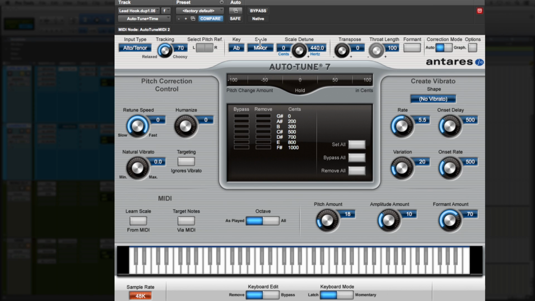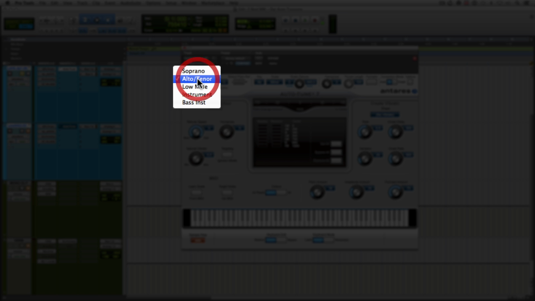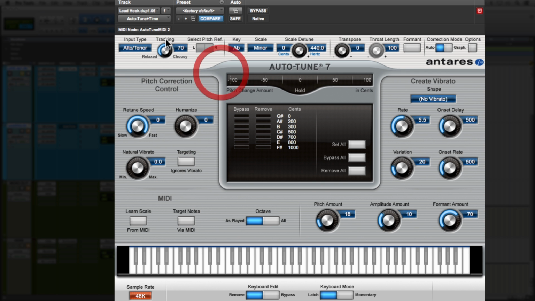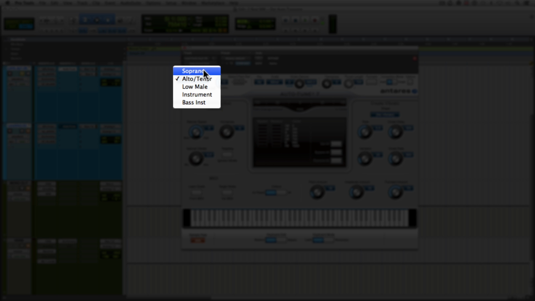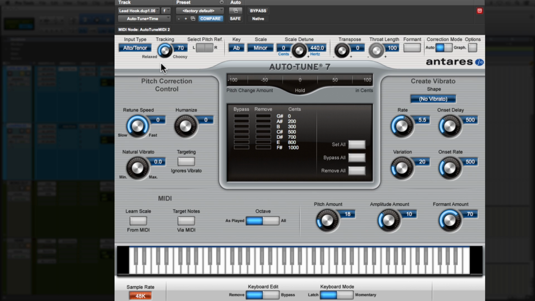Now, usually with input type, I set it to alto or tenor for male voices. Most men are in that vocal range. If you have a male with a really high voice or you're working with a female, you'll probably want to set it to soprano. That just makes it easier for auto-tune to recognize the type of vocal and it adjusts its algorithm so that it works properly.